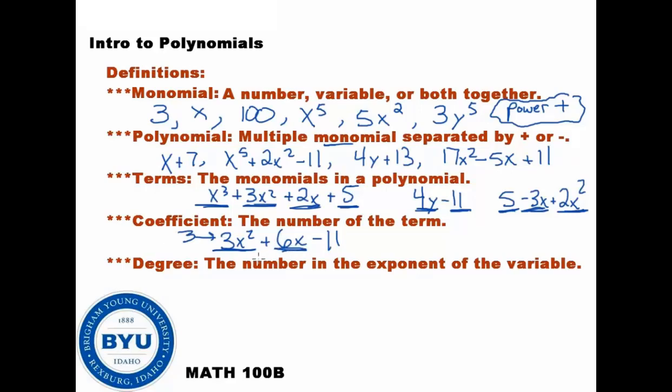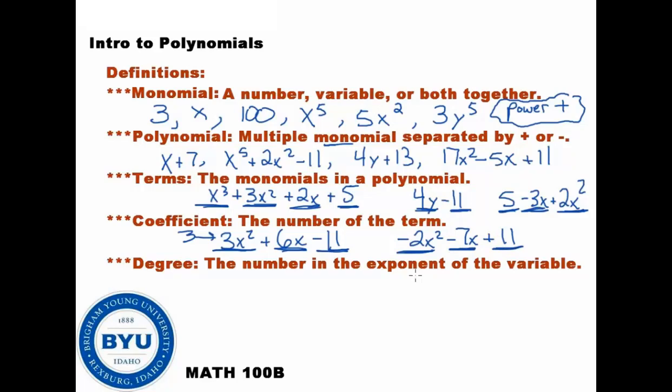What's the coefficient of this term? You bet. You should have said 6. 6 is the coefficient. And this is the third term. What's the coefficient of it? Yep. You got it, -11. So remember, coefficients can be negative. So if I had -2x squared minus 7x plus 11, the coefficient of this is -2, coefficient of this is -7, and the coefficient of this last term is 11.